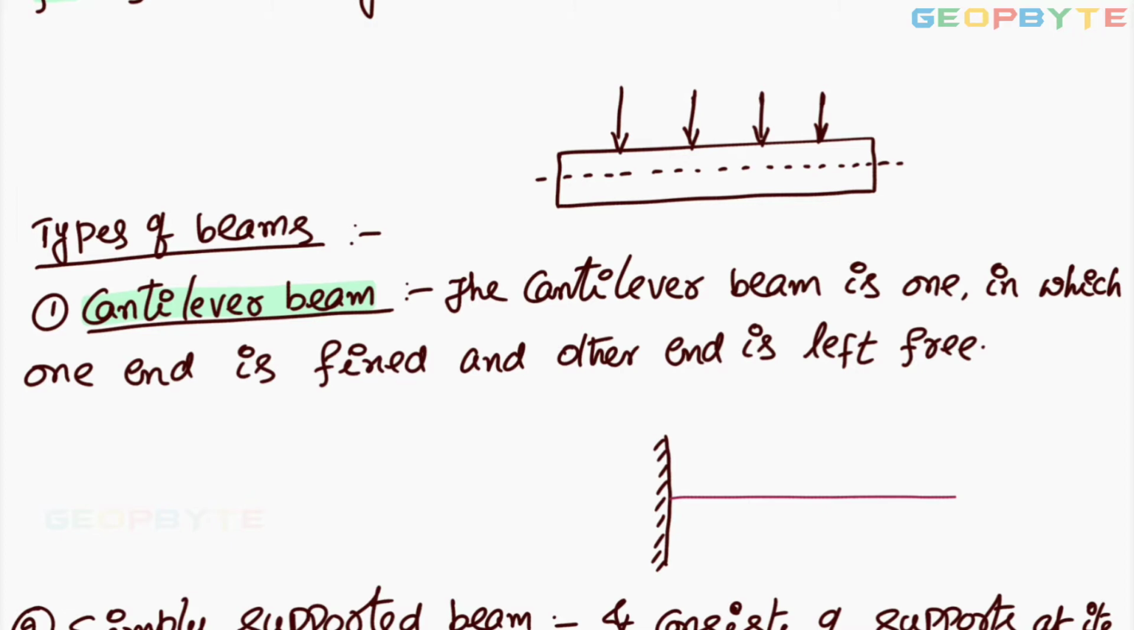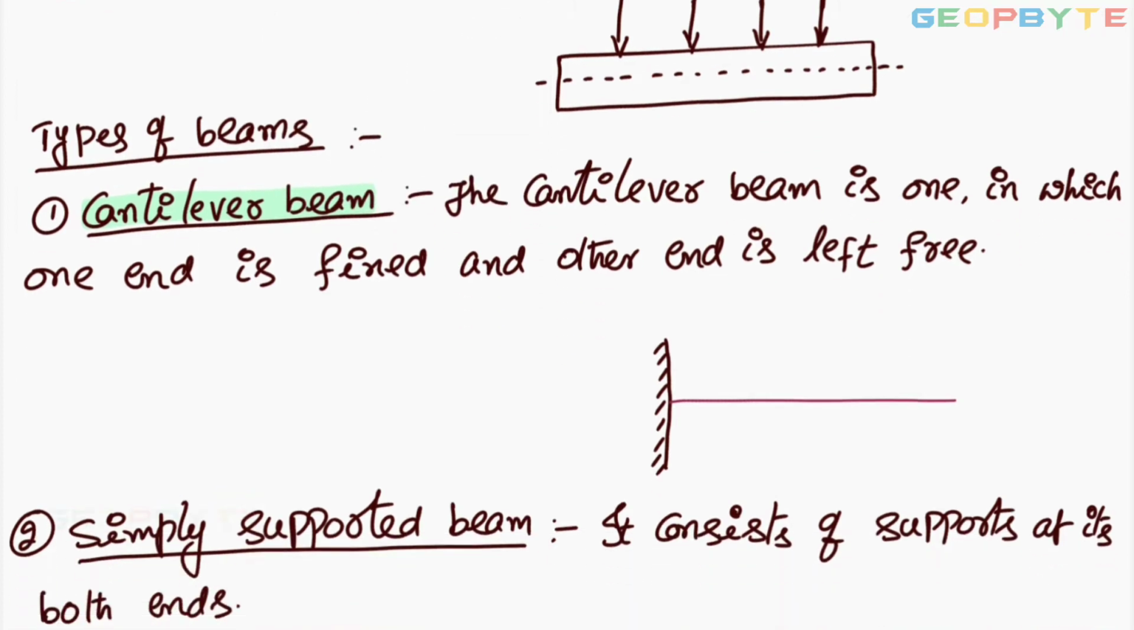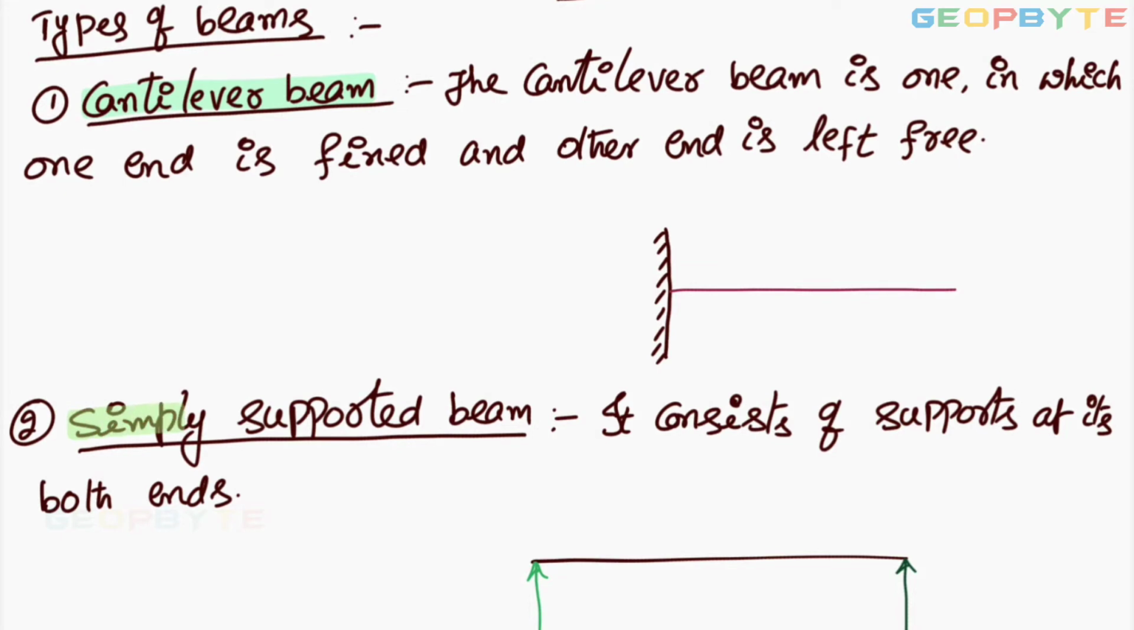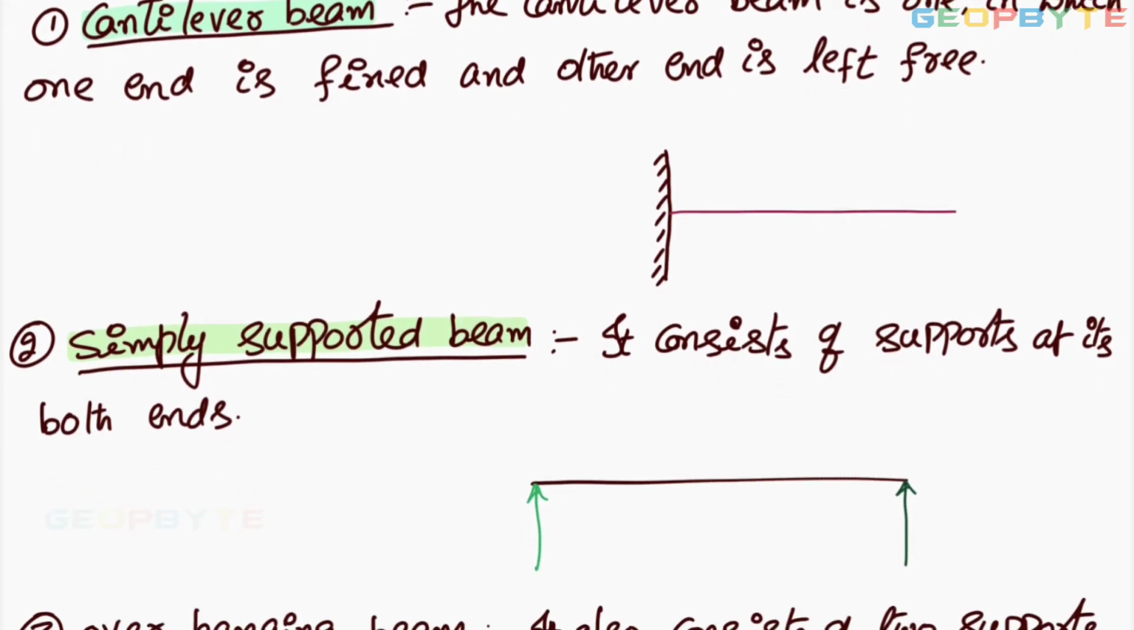The second kind of beam is the simply supported beam. This is the simply supported beam. It consists of two supports at its both ends. This is the simply supported beam.